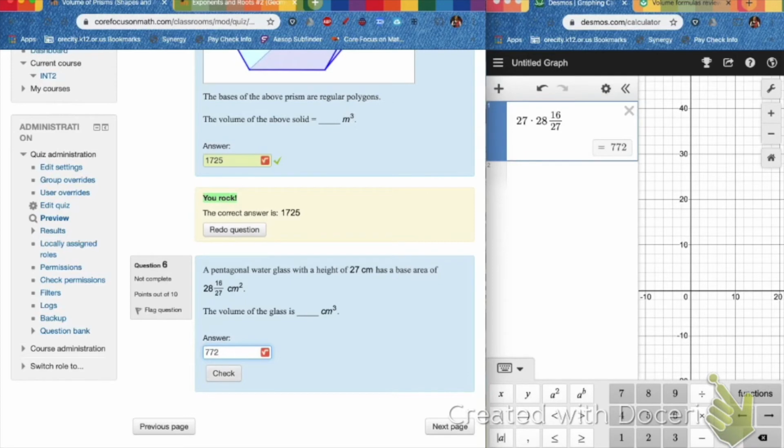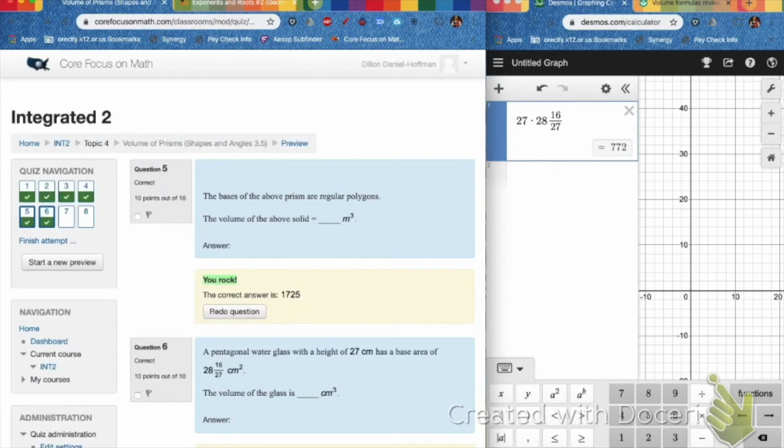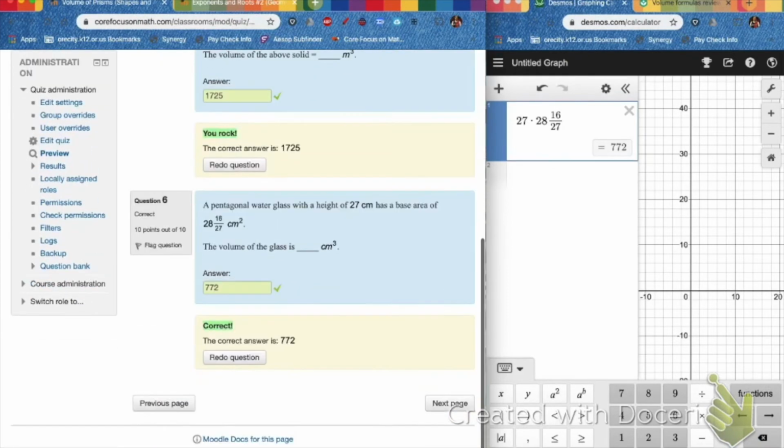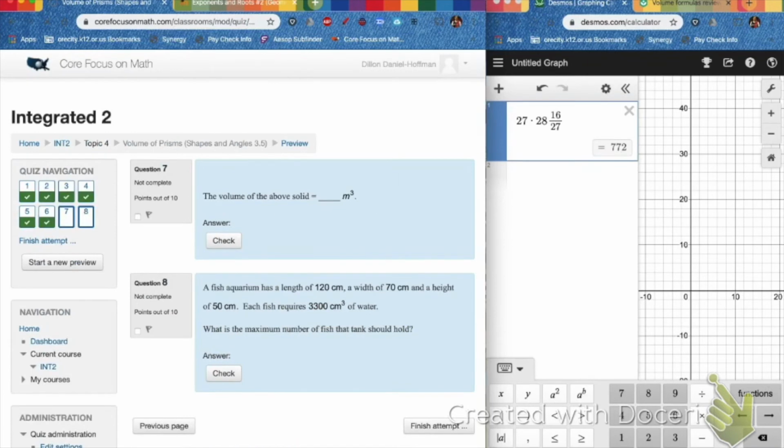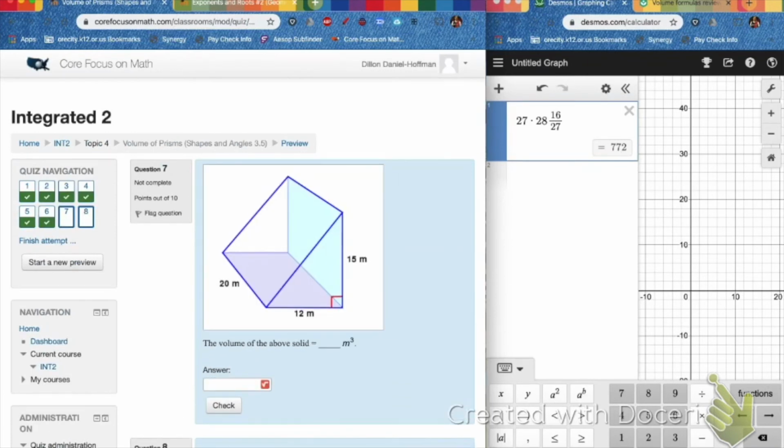It's so cool. If you're given the area of the base, you simply just have to multiply it times the height to get the volume of a prism. This isn't going to work for pyramids. This isn't going to work for cylinders. Only for prisms. That's why we're doing this first. It's the simplest and the fastest.